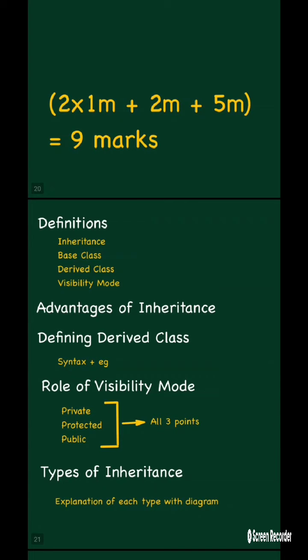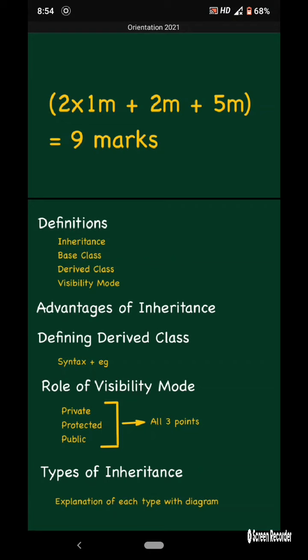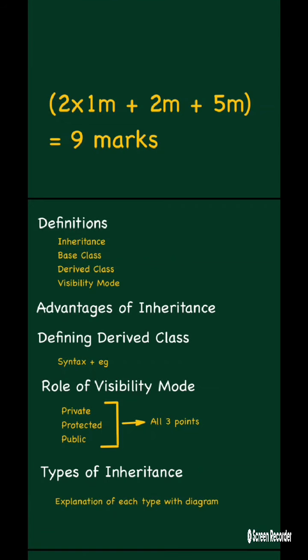You have to learn 4 main important definitions here. Which are the important definitions? Define inheritance, define base class, define derived class, and define visibility mode. These are the 4 important definitions that you have to learn from this chapter, because we are getting 1 mark 2 questions from this chapter, so we have to focus more on the 1 mark questions.